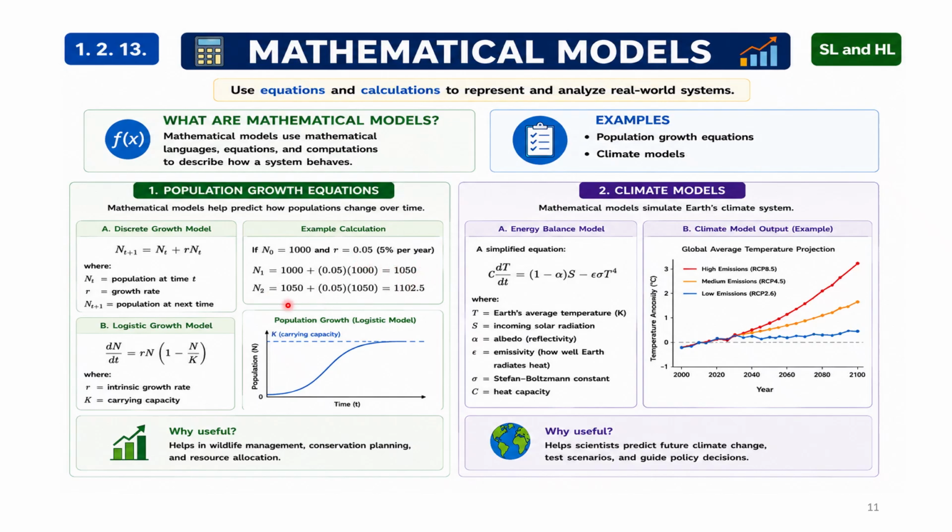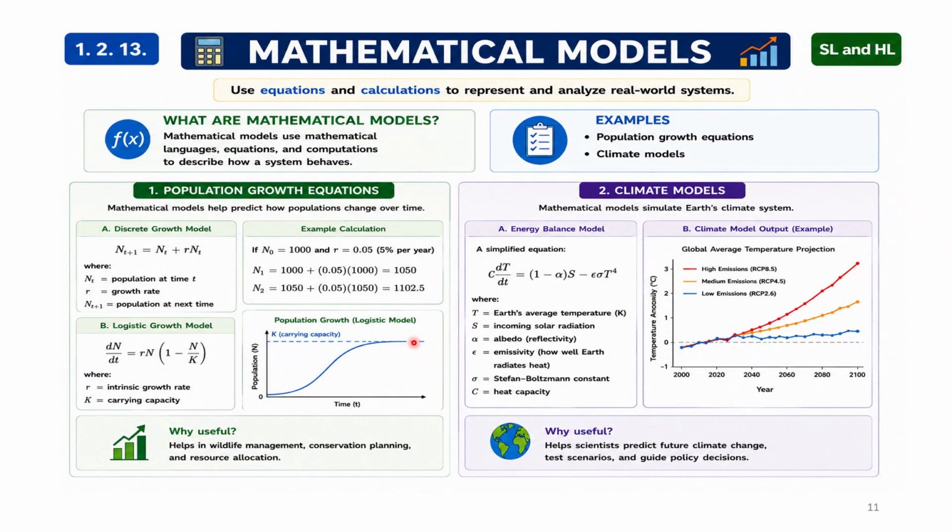A more realistic approach is the logistic growth model, shown here. This model incorporates carrying capacity, K, the maximum population that the environment can sustainably support. As resources become limited, population growth slows and eventually stabilizes.